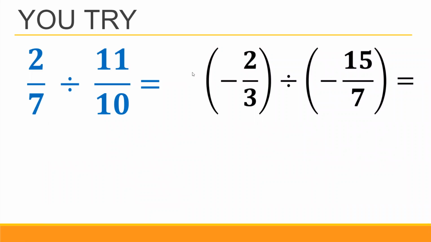Now I want you to try these two problems. So remember, flip the right guy and multiply. Pause the video now to try these problems out and check your answer with me once you are done.